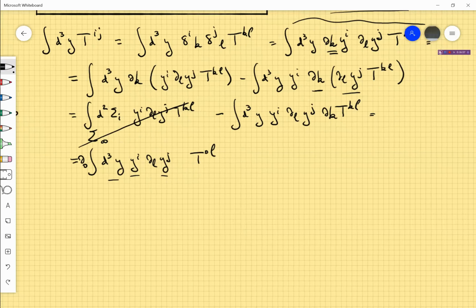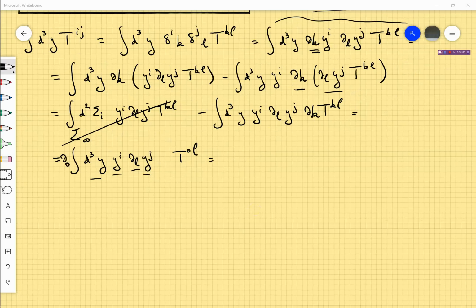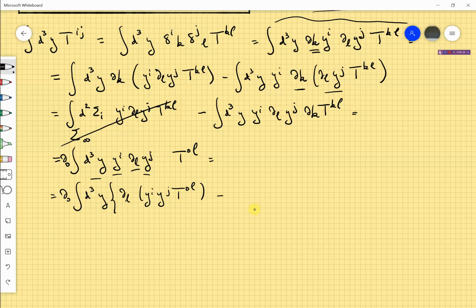And now we are going to repeat the trick using this derivative that we have here. Then we have d0, d3y. Okay, let me put everything inside of the same integral. dl of everything, yi, yj, t0l, minus, now dl yi, yj, t0l, minus yi, yj, dl t0l.